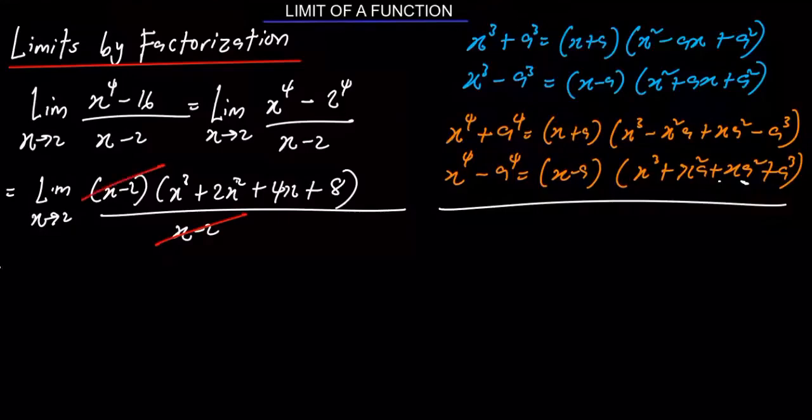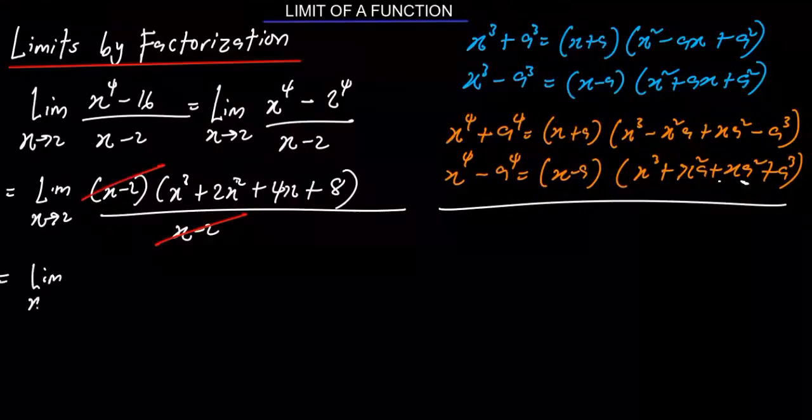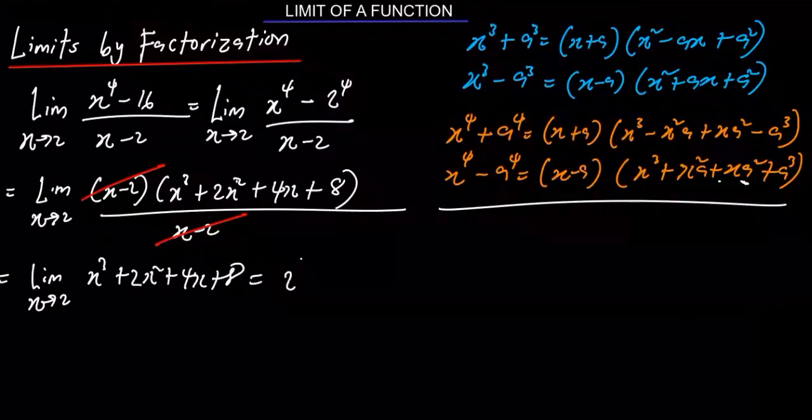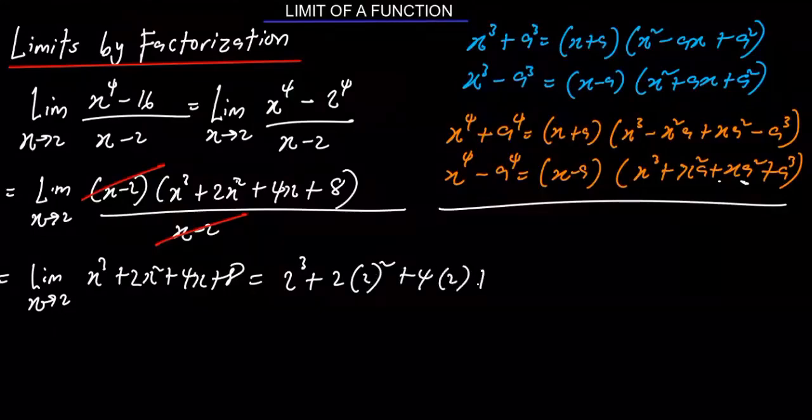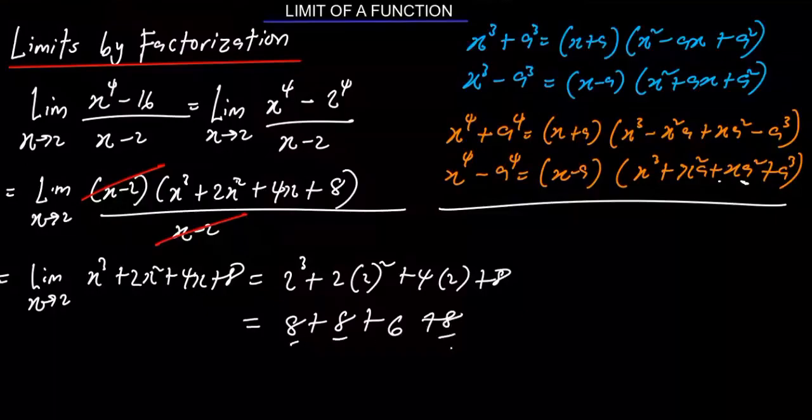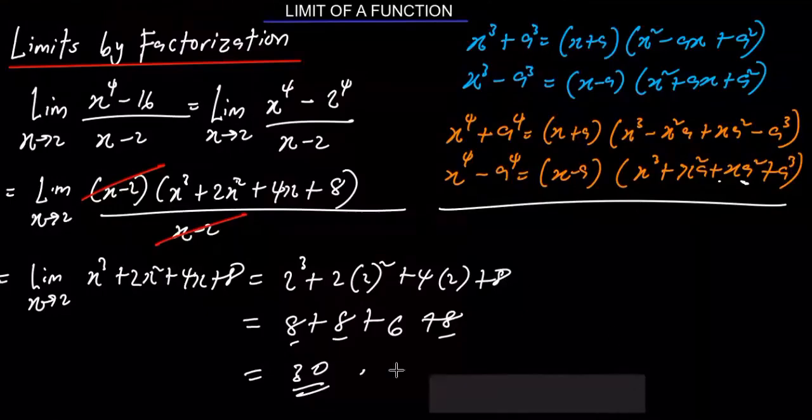So I'll be having the limit as x approaches 2 of x cube plus 2x square plus 4x plus 8. Then you substitute: 2 cube plus 2 square plus 4 times 2 plus 8. This will give me 8 plus 8 plus 8 plus 8, which is 32. So this is very, very easy and simple. Let's take some other steps further.